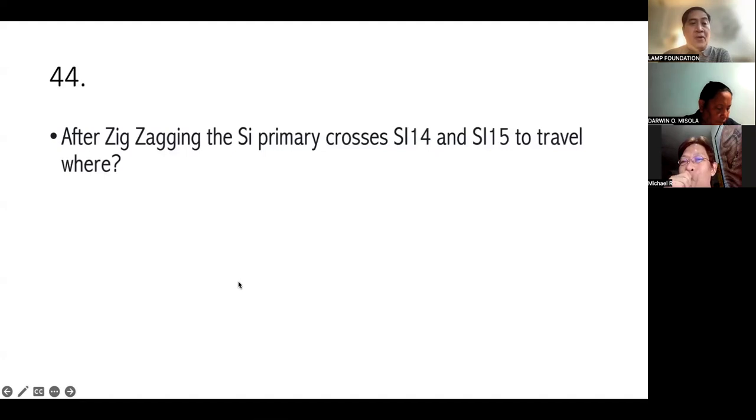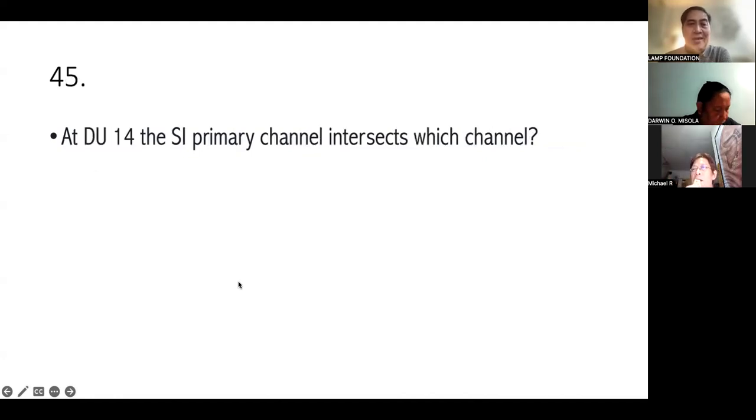Okay. Number 44. After zigzagging, the SI primary crosses SI14 and SI15. This will travel where? The SI primary crosses SI14 and SI15, to DU14, to the lower border of the spinous process. Okay, stop. I would say C7. That's enough. You already know that.